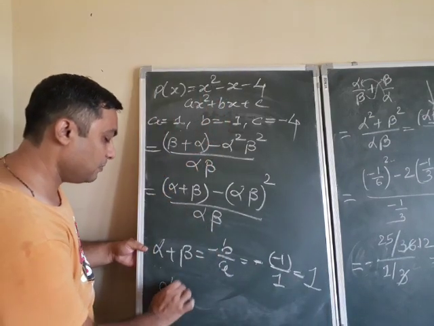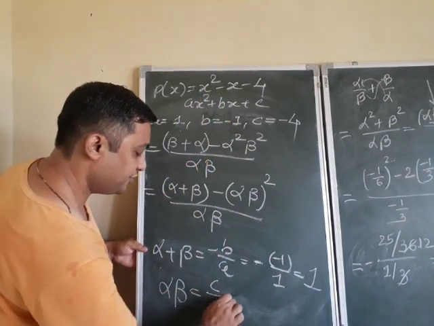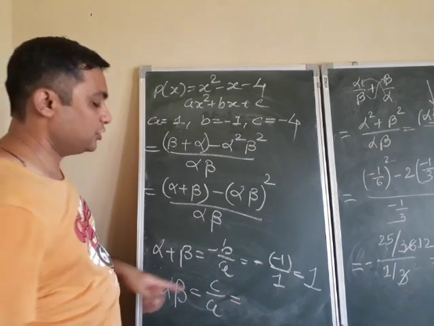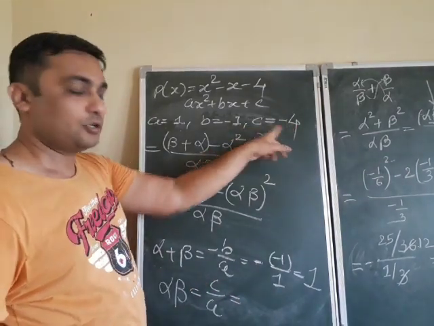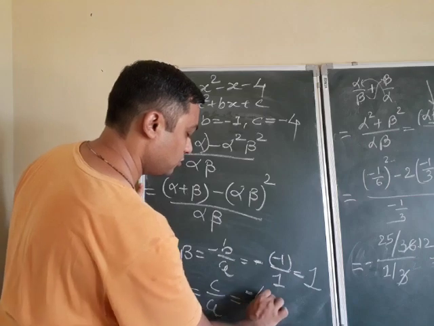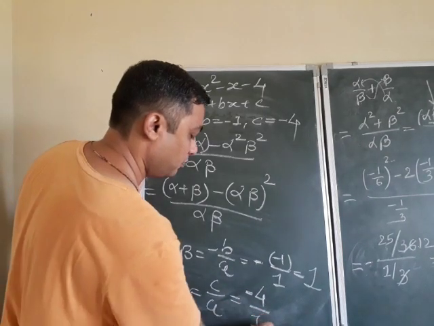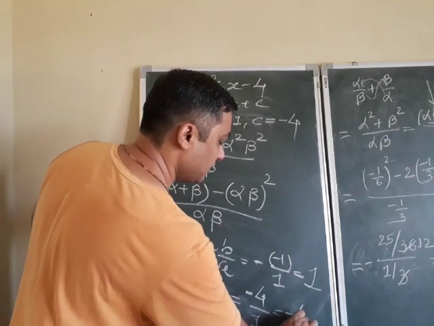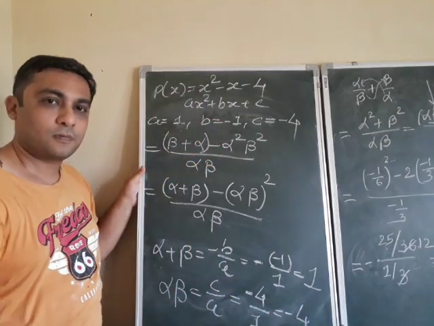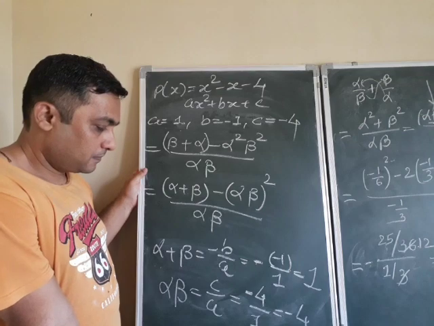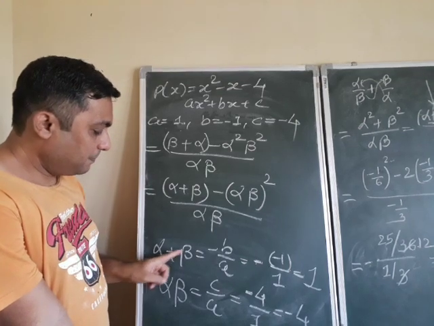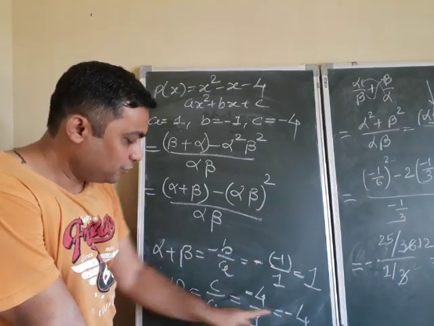Now find out alpha into beta. It's c by a. What is your c? C means constant. It is minus 4, upon a. A means what? Minus 4 upon 1, it's minus 4. Okay. So alpha plus beta is 1 and alpha into beta is minus 4.